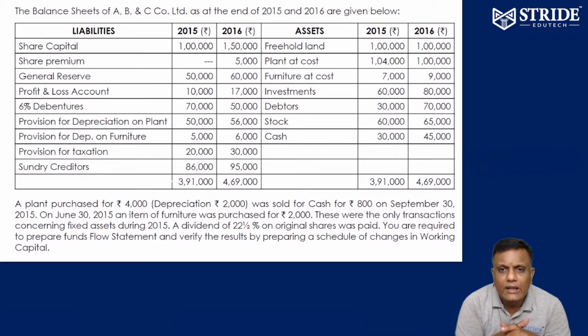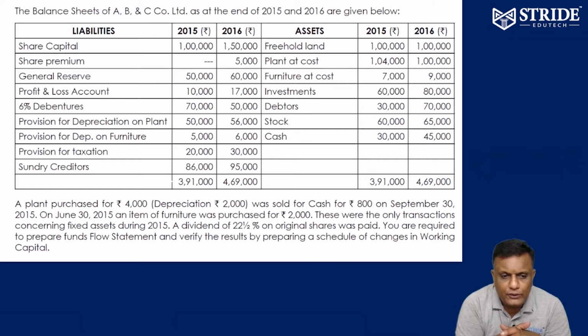Freehold land 1 lakh, there is no change. Plant at cost opening 1,04,000, closing 1 lakh. We'll check it out, either it may be depreciation or it may be sold. We'll check it out with the adjustment. Furniture opening 7,000, closing 9,000. We'll prepare notes. Investment opening 60,000, closing 80,000. 20,000 investment purchased, application of funds. Debtors opening 30, closing 70, current asset. Stock opening 60, closing 65, current asset. Cash opening 30, closing 45, current asset.